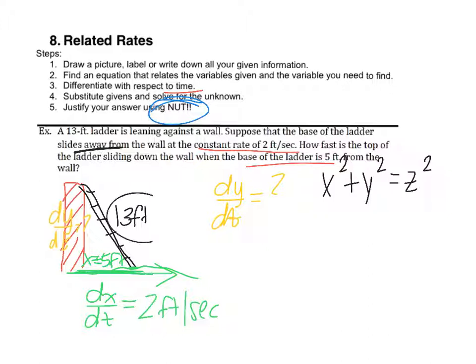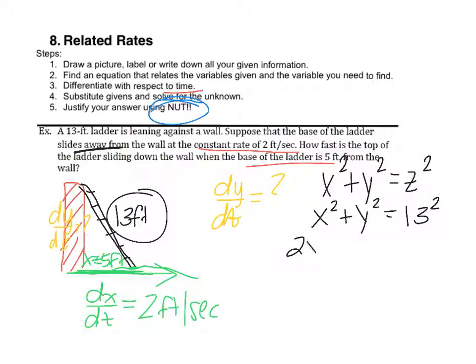So I already have the hypotenuse. I know it's not going to change. It can't change. So I'm going to put that in there. My x and y, though, that height and the distance on the ground, are changing. So I'm going to leave that as x squared plus y squared equals 13 squared. Okay, so now let's differentiate this. We found the formula. Step 3, differentiate.